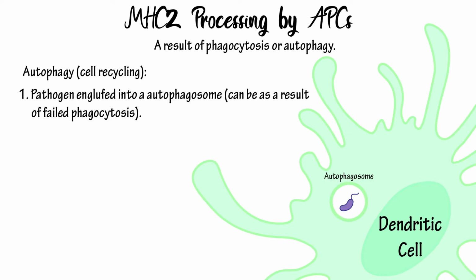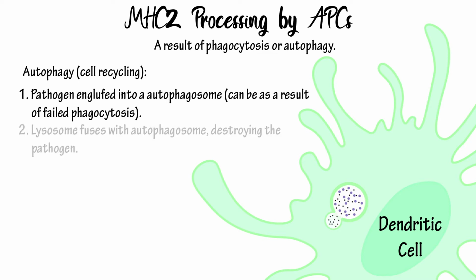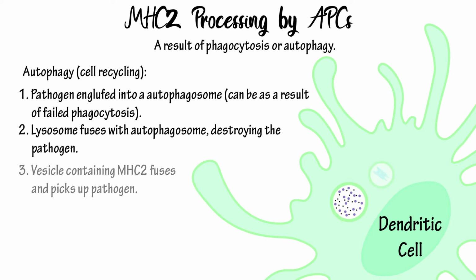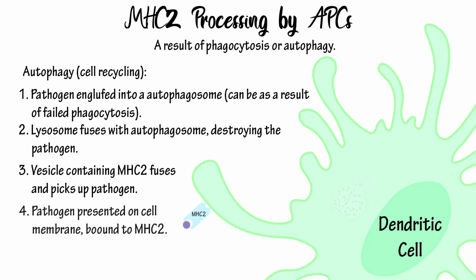When trapped in the autophagosome, just like phagocytosis, a lysosome fuses with the autophagosome. And remember what our lysosome contains: antimicrobial peptides and hydrogen ions to break down the pathogen. When this happens, a vesicle containing MHC2, which has been produced in the endoplasmic reticulum, fuses with the autophagosome, and the digested peptides of the pathogen are sent to the cell surface membrane bound to MHC2 to be presented. The main difference between MHC2 presentation during phagocytosis and autophagy is that for phagocytosis, the MHC2 fuses with the phagolysosome.